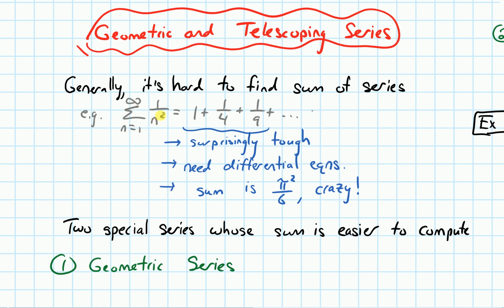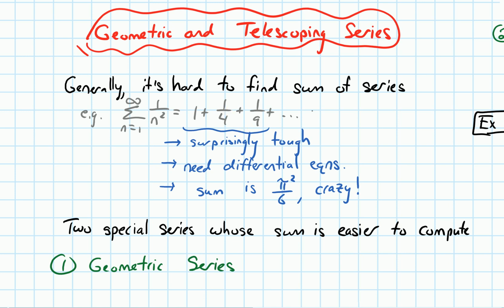n squared. If I start to plug in values into this, starting with n equals 1, I get 1. When I plug 2 into this, I get 1 over 2 squared, which is 1/4. Plugging 3 in, I get 1/9, and I'm adding these up. So this is an infinite series. It turns out that it is surprisingly tough to find what this series converges to.